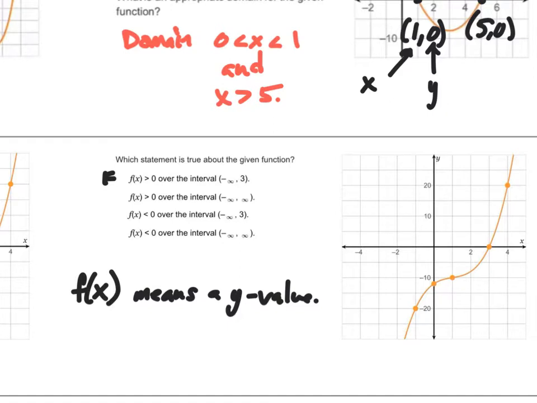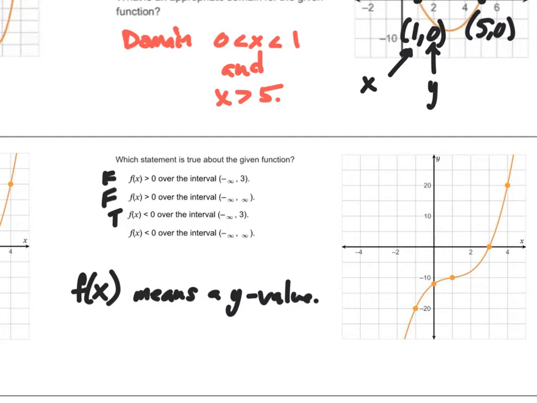It says that the y values are positive over the interval from negative infinity to positive infinity. That's false too, because the y values are negative here, and then they change to positive here. So you have both positive and negative. They're not positive over the whole thing. And then this one says f of x is less than 0 over the interval from negative infinity to 3, and that is true, because the y values are negative over that interval.